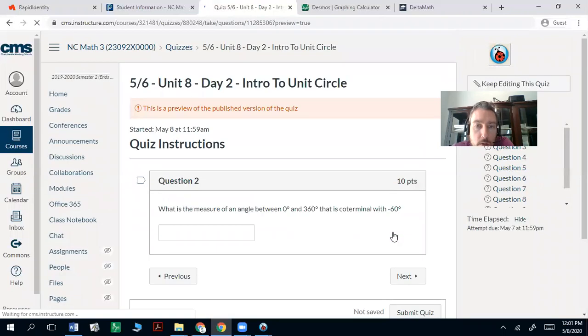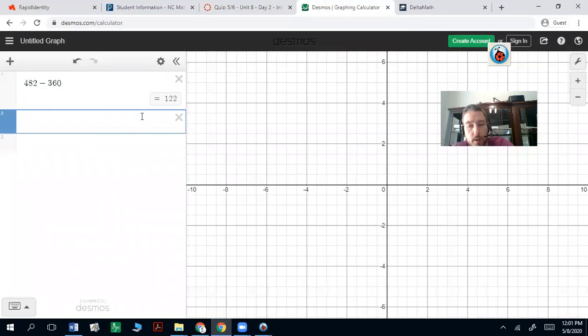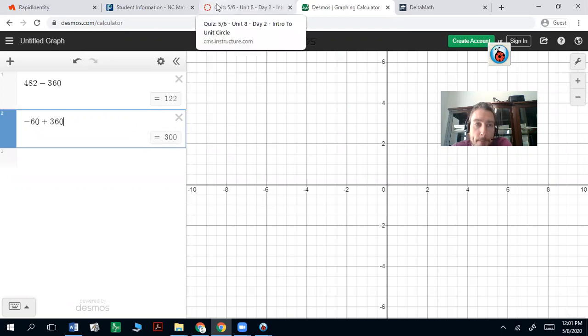Done. Number 2. So this one's negative. So if you got negative 60 degrees, it's below 0, so you want to add 360. So negative 60 plus 360. Well, that's 300. That is between 0 and 360.